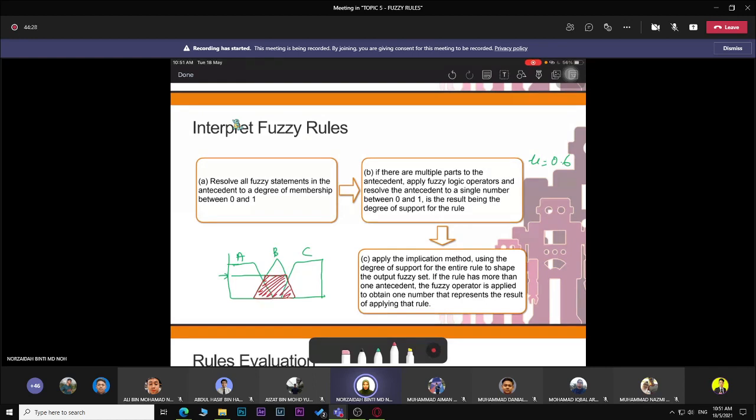Later you will use some calculation on the output to find a conclusion, one conclusion. Okay, so it will be like that, it will change the shape of the consequent fuzzy sets.